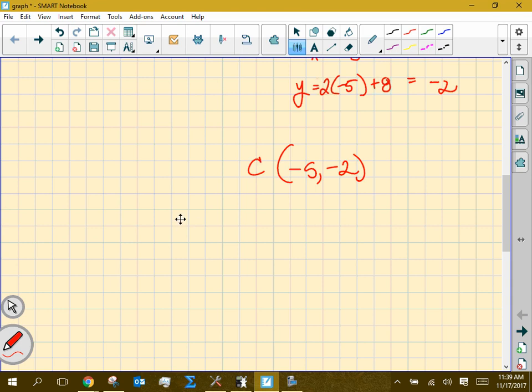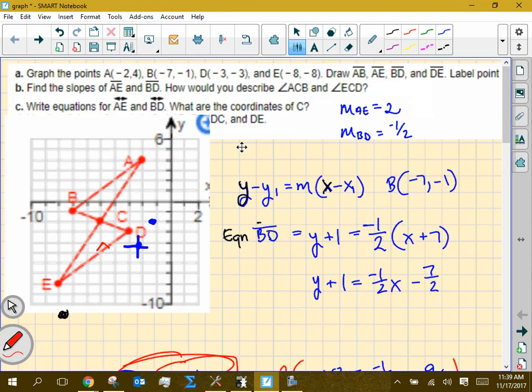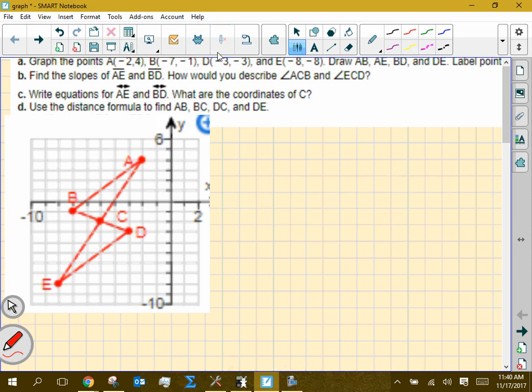All right, so we're good there, right? Now the reason I need that is because the next question is find AB, BC, CD, and DE, right? If I'm going to find those distances, I need that ordered pair that goes with C. All right, so I'm just going to clean things up here. We want to find distance. Remember, C was located at -5, -2.